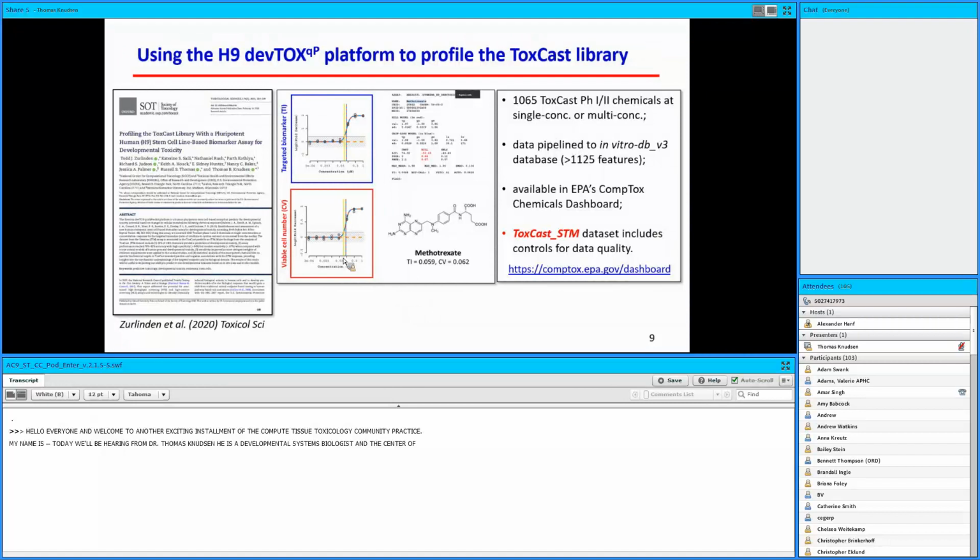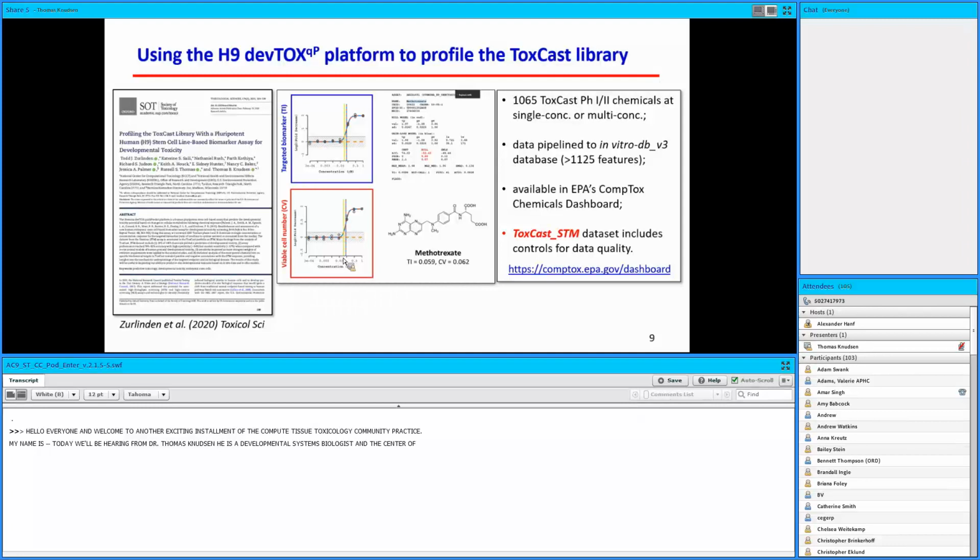Well, as I indicated, we've now run that platform with over 1,000 chemicals in ToxCast, using both screening at a single concentration and follow-up in definitive concentration response. The targeted biomarker, given the teratogenic index, again, is the ornithine to cystine ratio. And that's measured with a counterpart of viable cell number in the cultures.